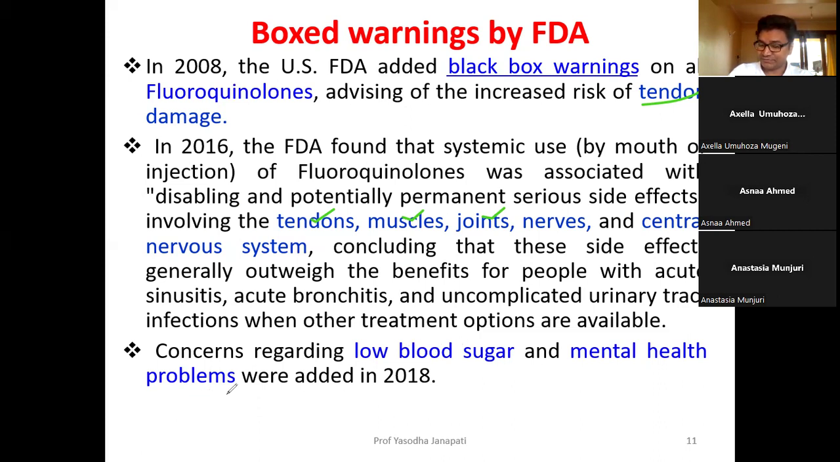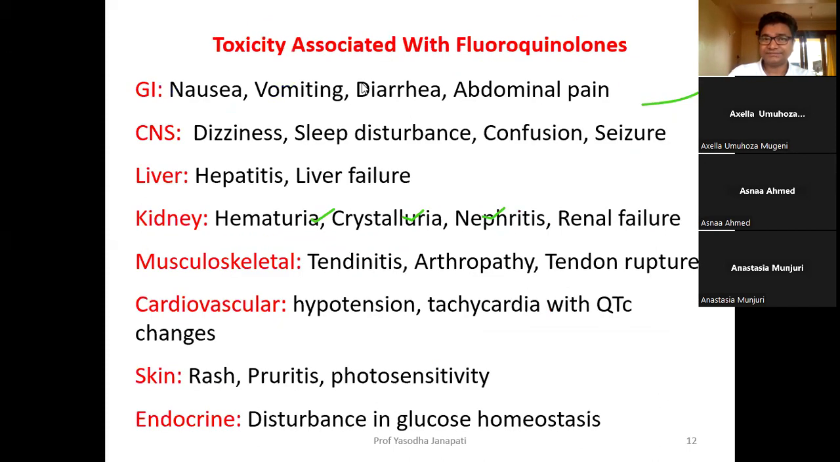We will discuss mental health problems. There is no clear-cut information on how these drugs are causing a blood sugar decrease. Maybe absorption is increased. Then we will get some doubt: why then are they not giving us an anti-diabetic drug? So these are some of the questions. So let us see now the side effects. Nausea, vomiting, as we know.